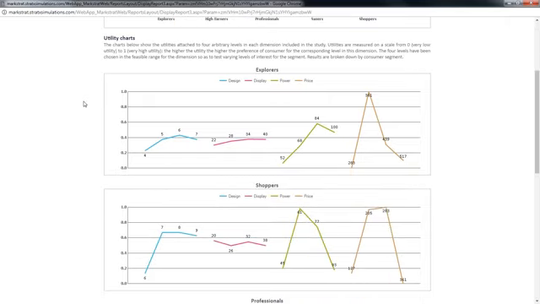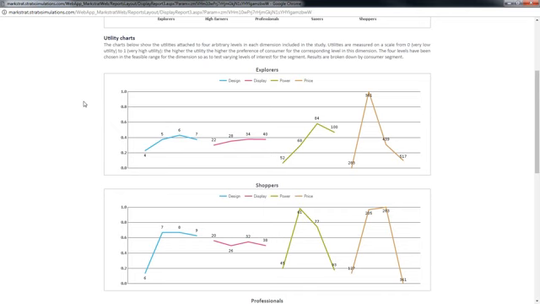Then we have utility charts. Utility charts, if you've ever seen them in economics class, basically measure the degree of importance on a scale of 0 to 1. 1 doesn't mean anything, there's no label to it, it's just a utility of 1. The higher the number, the more important or more valuable the particular item is. What we have here are little utility charts for design, display, power, and price. Quite simply, the highest point on each of these little curves is the area with the highest utility for Explorers.